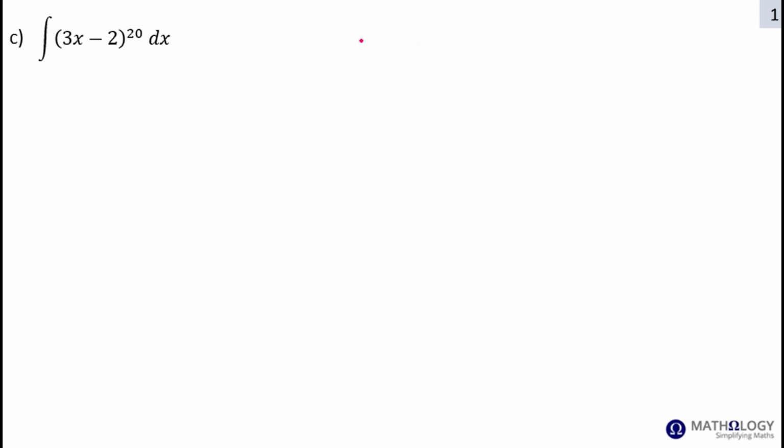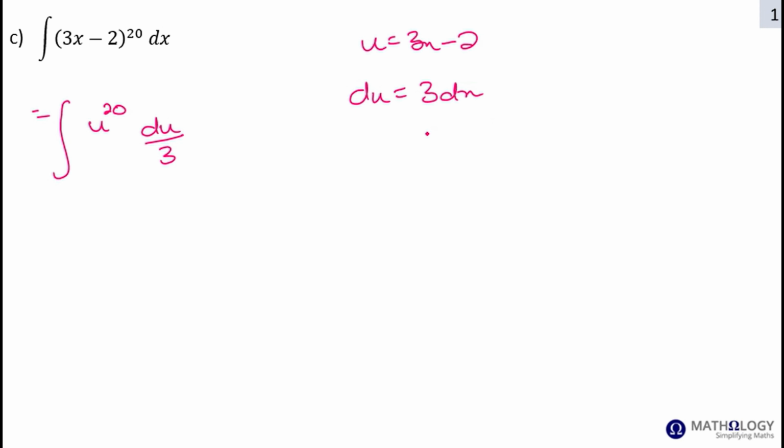Here we are going to let u equal 3x minus 2. Therefore du equals 3 dx. So this will equal the integral of u to the 20 times dx, which is du divided by 3. You can take the third out because it's a constant, so it's a third times the integral of u to the 20 du.